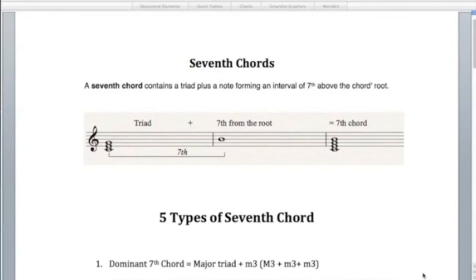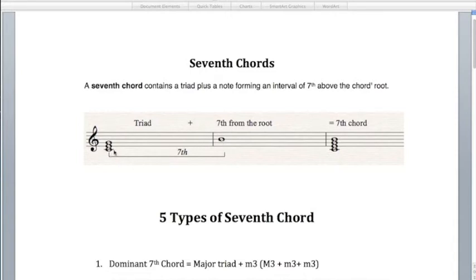What is a seventh chord? A seventh chord contains a triad plus a note forming an interval of a seventh above the chord's root. For example, here we have a C major triad plus a note that is a seventh away from the root.